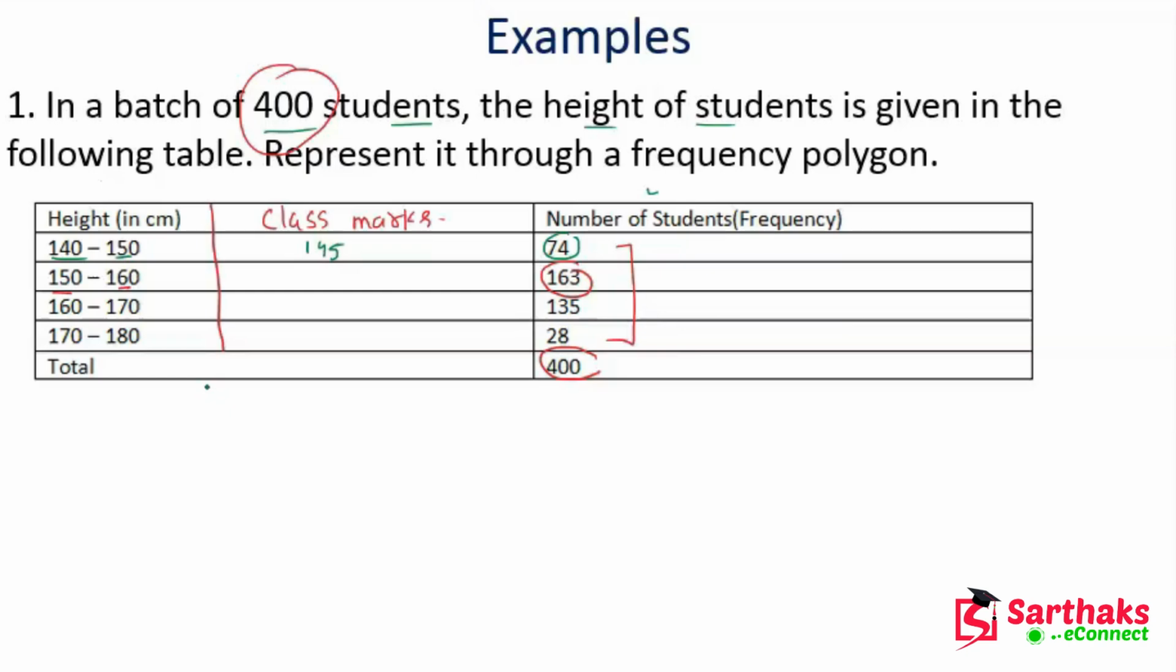Now if we want to find the class mark of this interval, this is 150 plus 160, and it is divided by 2. So here we get 155. Similarly, this will become 165 and this will become 175. So this is the class mark.